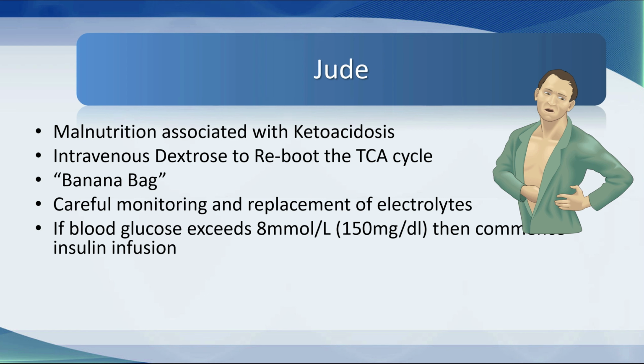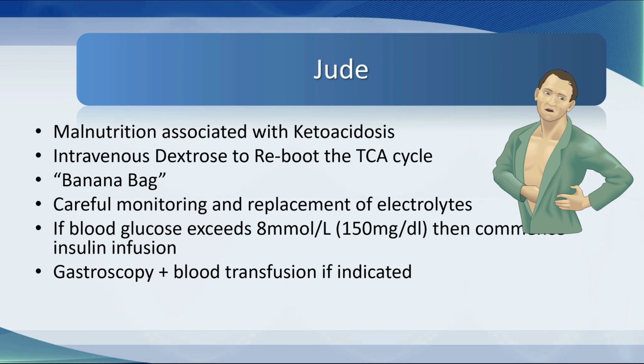But also keep in mind that there was a problem that brought Jude into the hospital. He had abdominal pain, he had fecal occult blood, and he has a low hemoglobin, so he must have a gastroscopy when metabolically stable. He should also get a blood transfusion. His hemoglobin was 7. This is not going to fix itself. He likely has bone marrow suppression from chronic malnutrition.